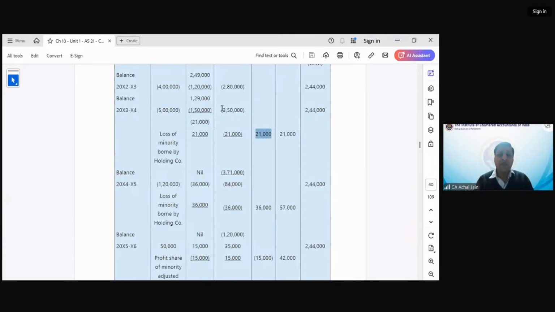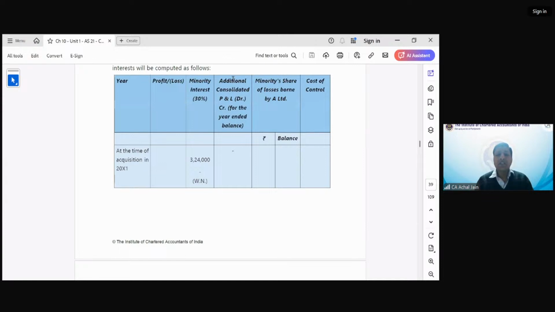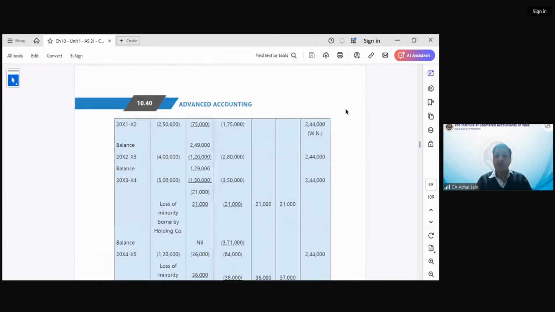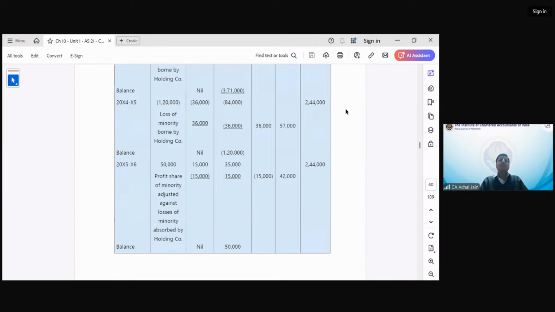So what is the idea of putting across this information? The idea is just to help you understand this thing. Additional consolidated P&L means the additional loss which is being borne by this holding company year on year. That's the objective of this column. So please understand the requirement of the question. Still, if you want to compute some of these amounts for your understanding, you can always do that, but not as a part of the solution, because that's not required by the question.